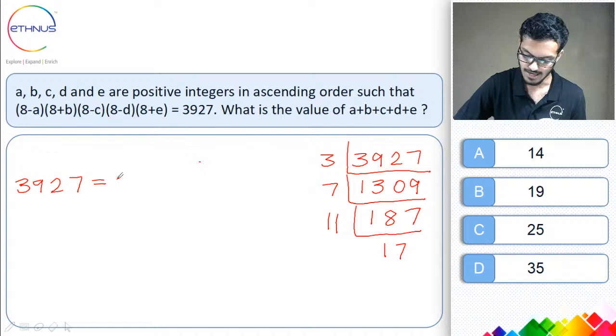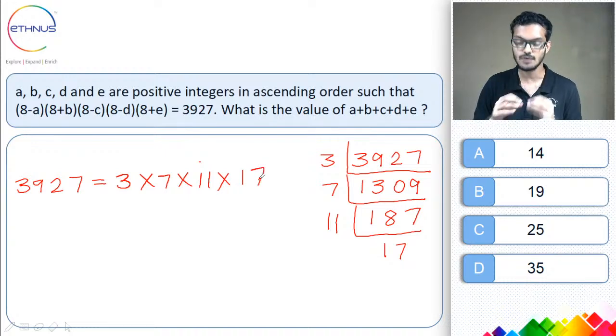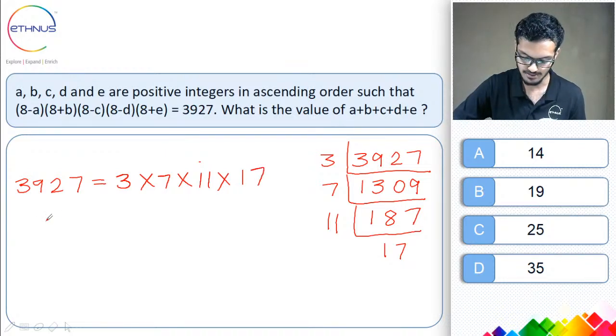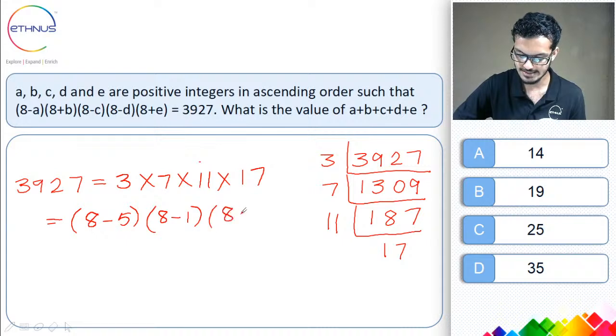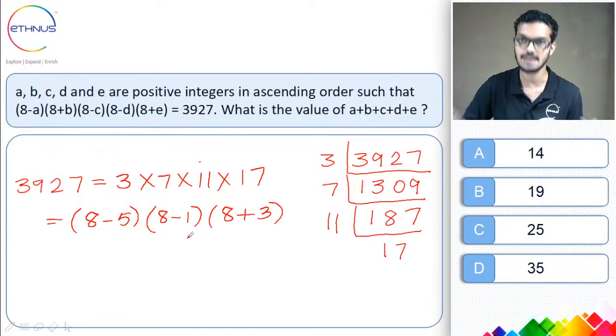so we have 3 into 7 into 11 into 17. This is what we have. Now let's write this in the given format. 3 can be written as 8 minus 5, 7 is 8 minus 1, 11 is 8 plus 3, and 17 is 8 plus 9. So this is what we get.